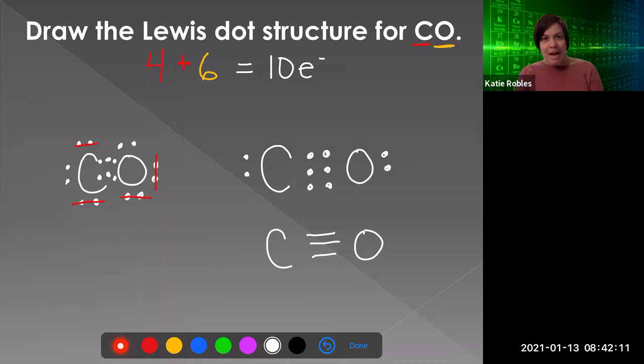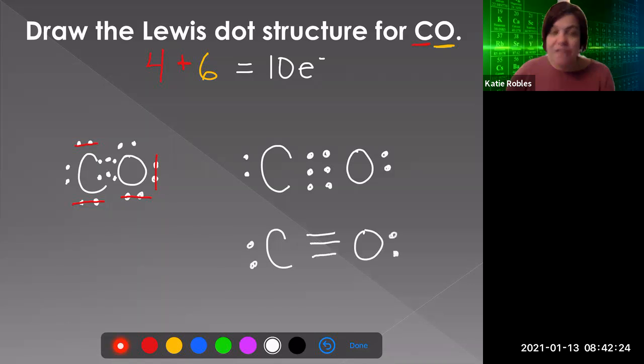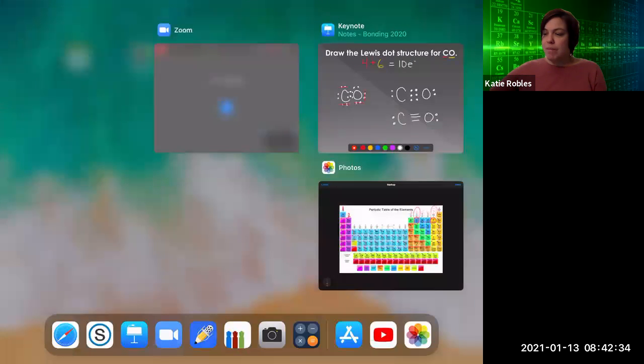Miss Robles? Yeah. After you draw those three lines, won't you put the two dots on each side of the carbon and oxygen? Optional. Oh, okay. You can if you want. The general rule is you only have to have it on the central atom for me, and eventually even that rule goes away.